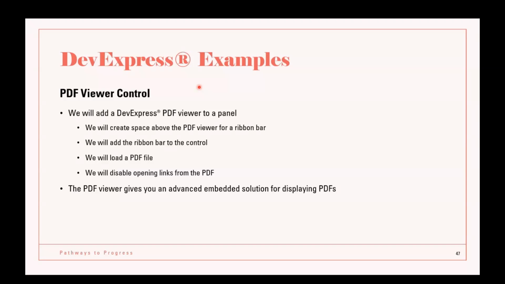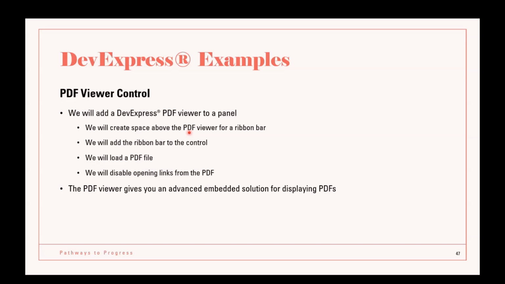So the last example I want to do is also DireXions, but the PDF viewer control. What we're going to do here is we're going to add a PDF viewer control to a PxPlus panel, but then we're going to move that control down a little bit, making it smaller within our WinForm. And then we're going to call a method that adds a ribbon bar above the PDF viewer control. And then we are going to load a PDF file, and then we are going to customize it a bit by disabling the ability to open links from a PDF file.